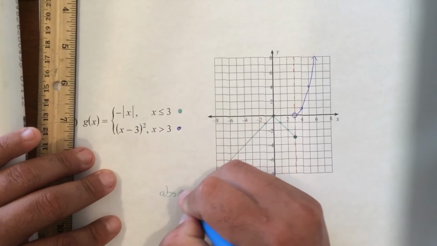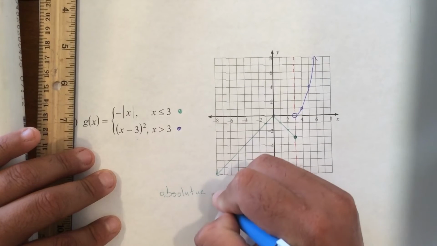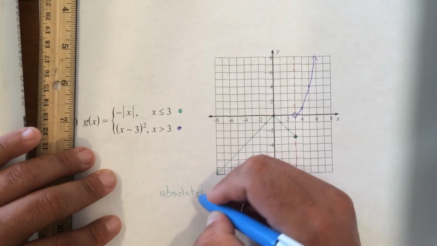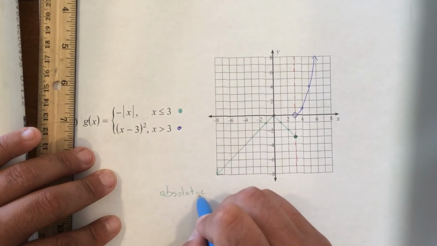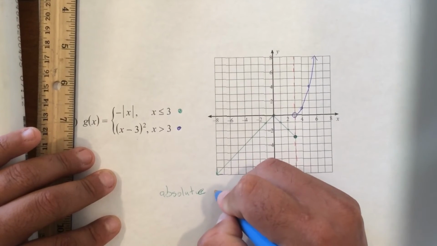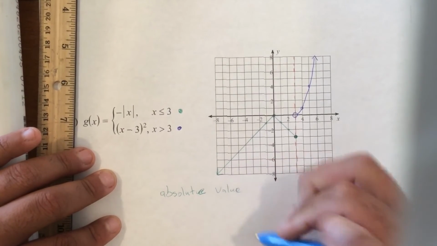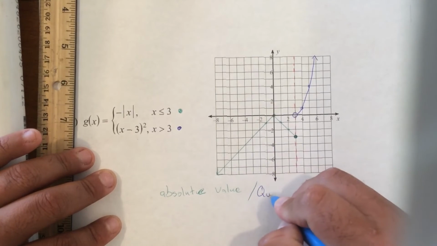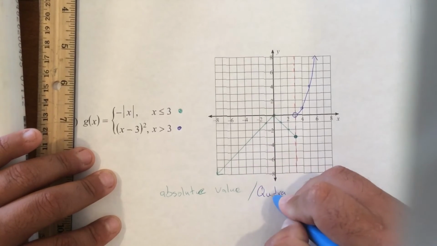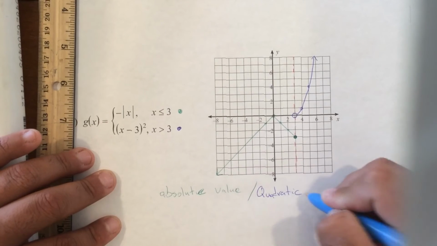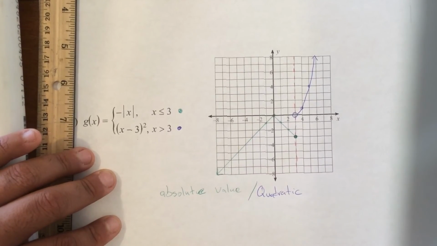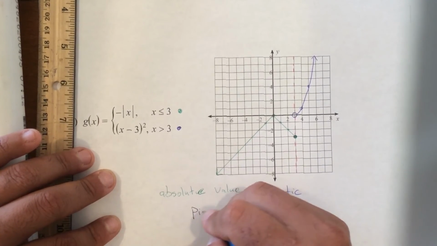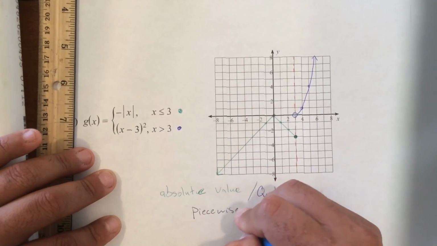absolute value slash quadratic. Oh my god, quadratic. I can't spell today. Piecewise function.